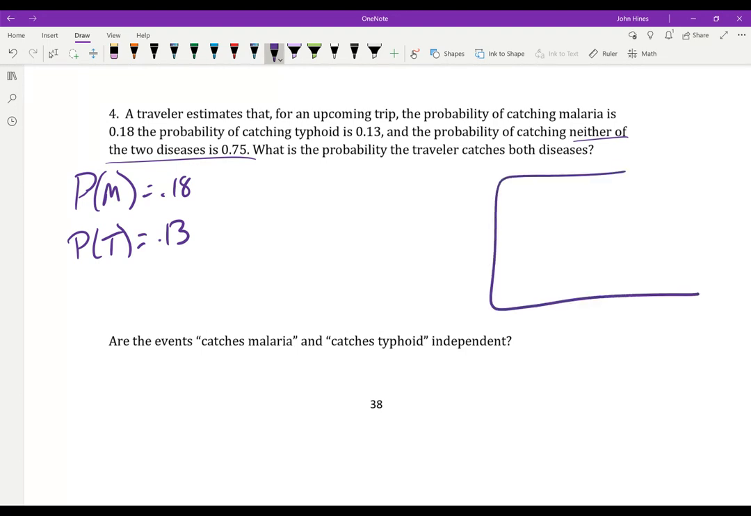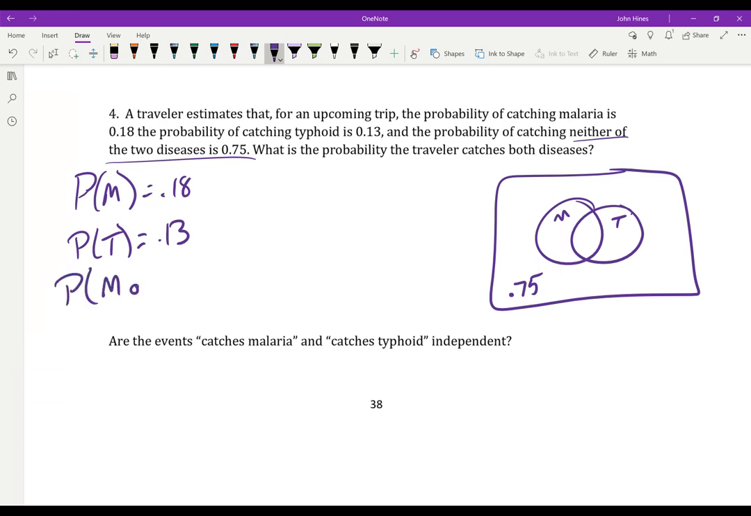So what did they tell us there? So here's my malaria circle, there's my typhoid circle. The outsiders is 75%. So if the outsiders are 75%, what's my OR probability? Well, the outside is 75%, so the insiders, the OR, is the complement of that, 25%. I'll say that again because there is a WebWork question just like this. My outsiders is 75%, so my OR probability is the complement of that. That's what my insiders have to be. My insiders have to be 25%.